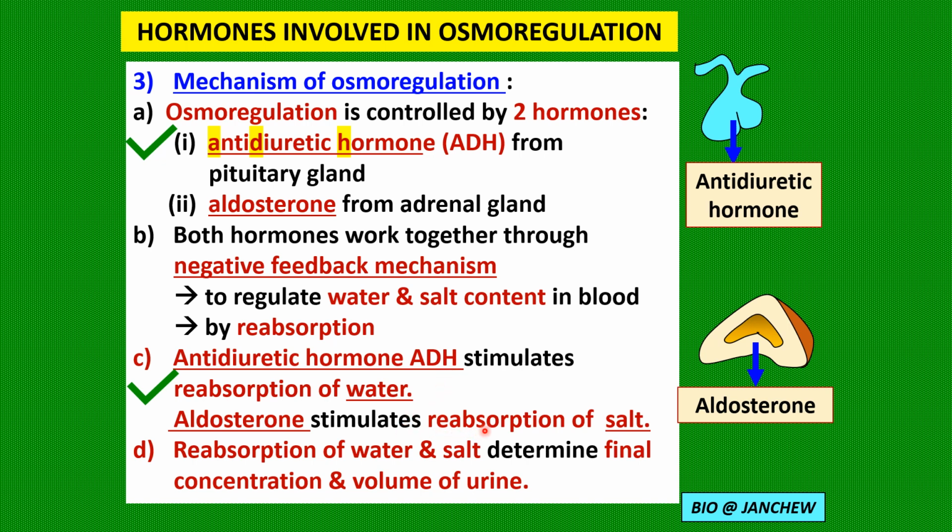And aldosterone is secreted from the adrenal gland just above the kidneys. It stimulates the reabsorption of salt when a person doesn't eat enough salt in his diet. So the salt will be reabsorbed back into the blood instead of being excreted. So the reabsorption of water and salt determine the final concentration and volume of urine. These are the two substances that need to be controlled, the water and the salt.